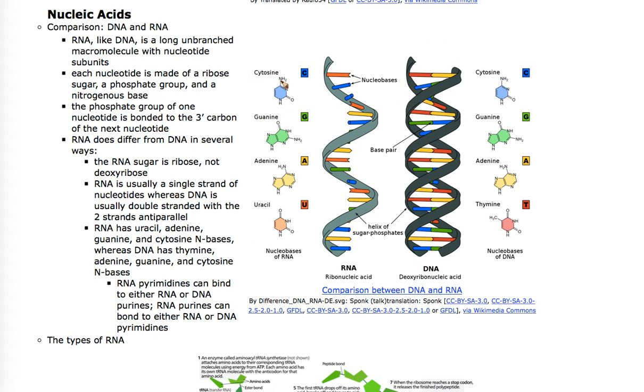The other subtle difference is while the basic nitrogen bases are the same, the pyrimidine cytosine is the same, the purine guanine is the same, the purine adenine is the same. The pyrimidine thymine is not the same in RNA. It's not thymine, it's uracil. Now, if you'll notice, the uracil is here and the thymine is here. And the only difference between the two is this little methyl group right there.